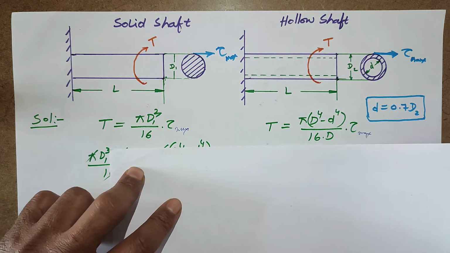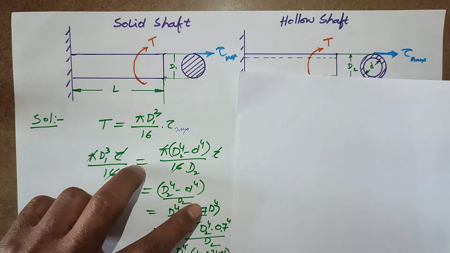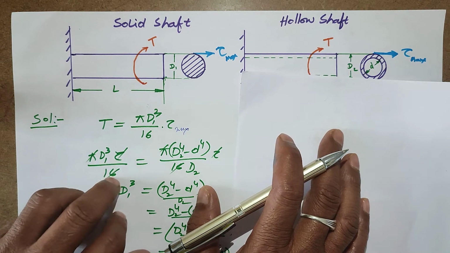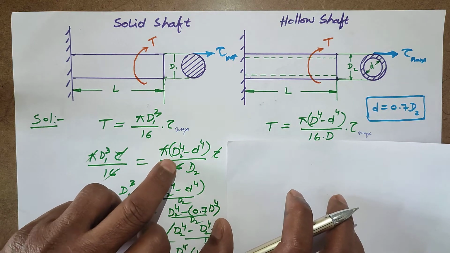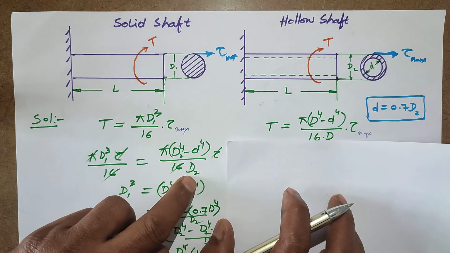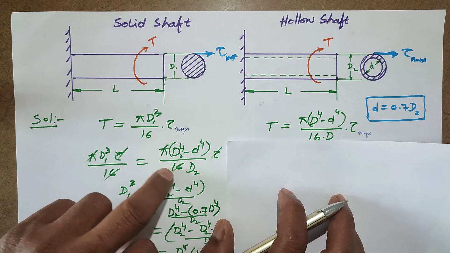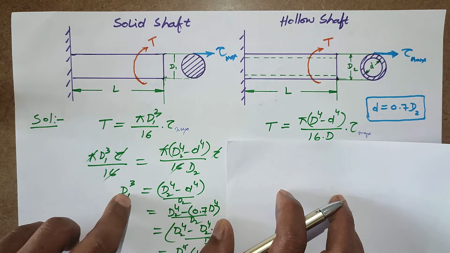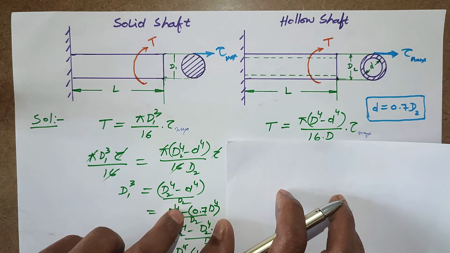Now equate these two. Pi D1 cube tau divided by 16 is equivalent to pi times D2 power 4 minus small d power 4, divided by 16 D2, into tau. So pi, 16 and tau will get cancelled, and D1 power 3 is equivalent to D2 power 4 minus small d power 4, divided by D2.